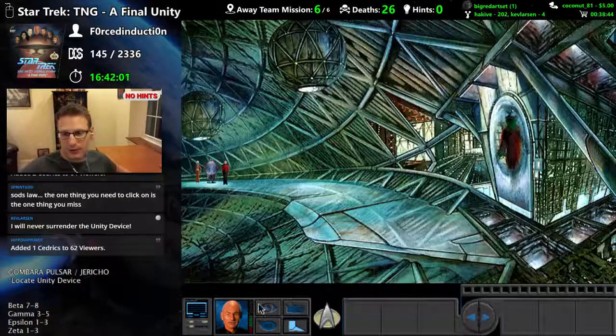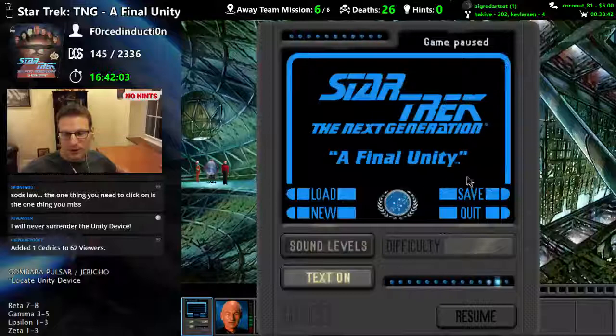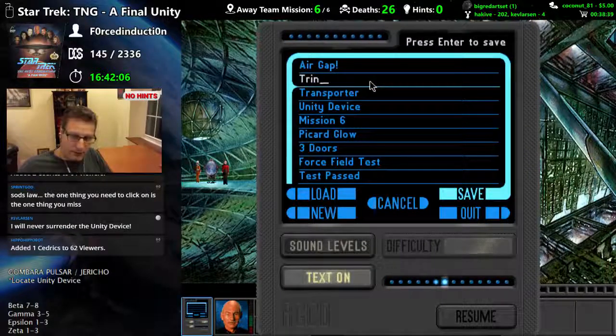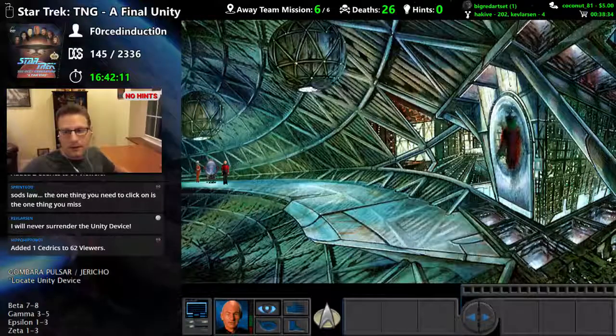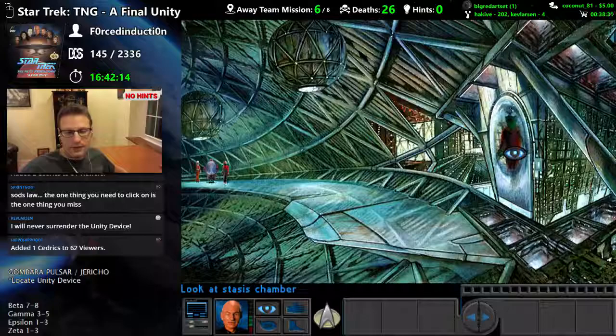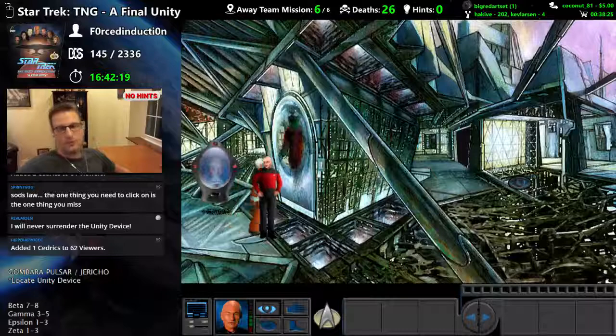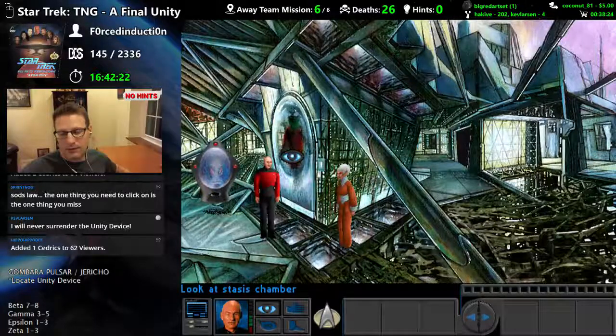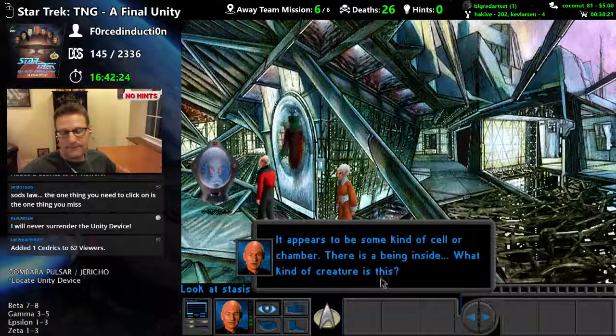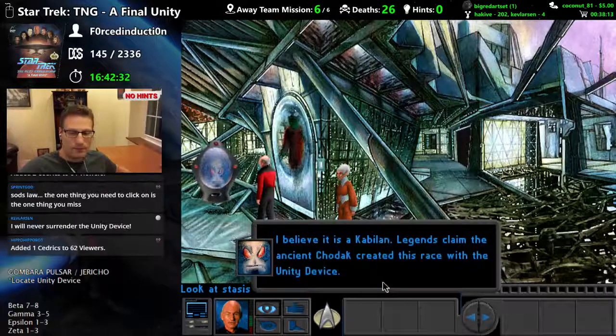So this is the control center. Probably get another time for another save. Alright, take a look around. Stasis chamber. Oh my god, who are those our crew in there? What? It appears to be some kind of cell or chamber. There is a being inside. What kind of creature is this? I believe it is a Kabalan. Legends claim the ancient Chodak created this race with the Unity device.